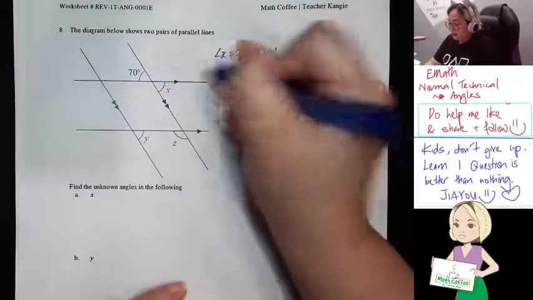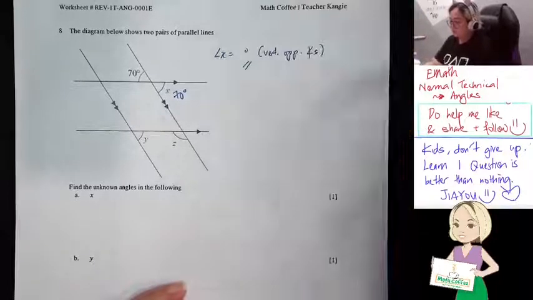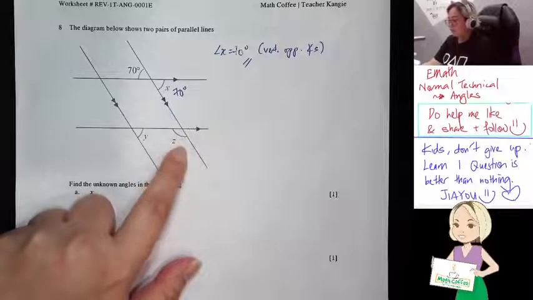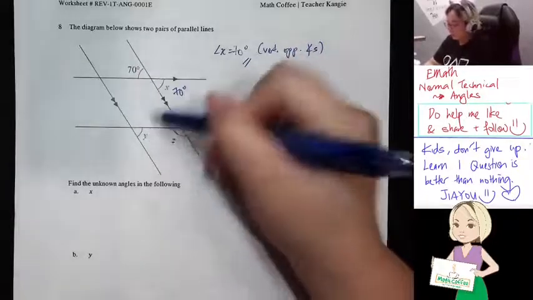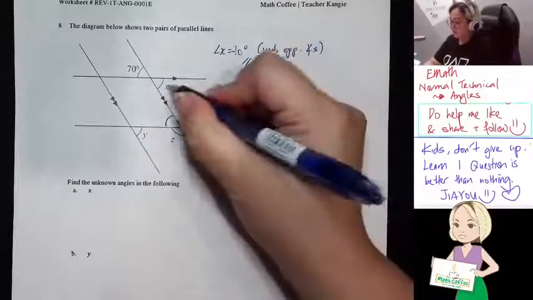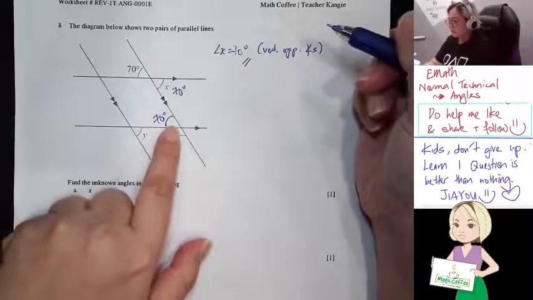So update the diagram. So this is 70 degrees. Wait, okay, now next, I need to find this angle Z. So how am I going to find this angle Z? I have Z here, Z here. So over here, I can say that this angle is 70 degrees. Then how am I going to give the reasoning for this 70 degrees?